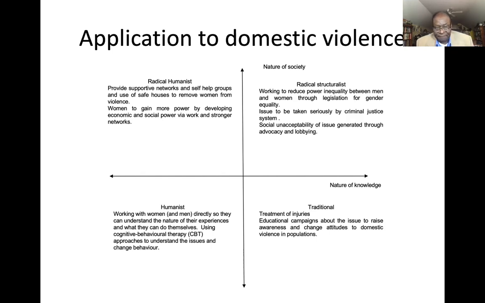Then you have the traditional treatment of injuries. Educational campaign about the issue to raise awareness and change attitude to domestic violence in the population. That's the traditional. You campaign. First of all, you know what are the issues. Then you develop educational intervention material to educate those people so that they can change those attitudes from attitudes of violence to attitudes of respect and love and caring for each other.